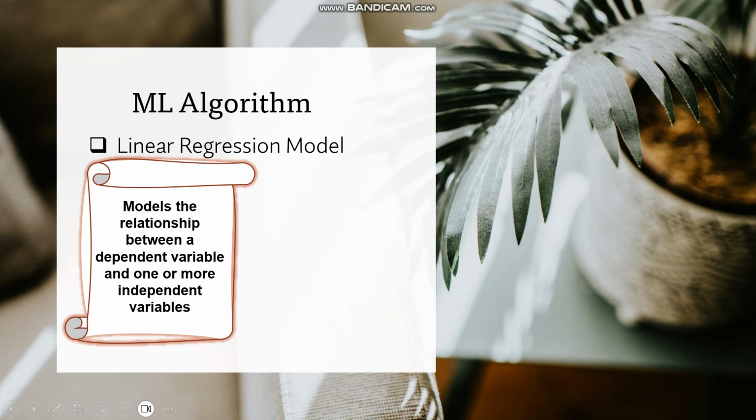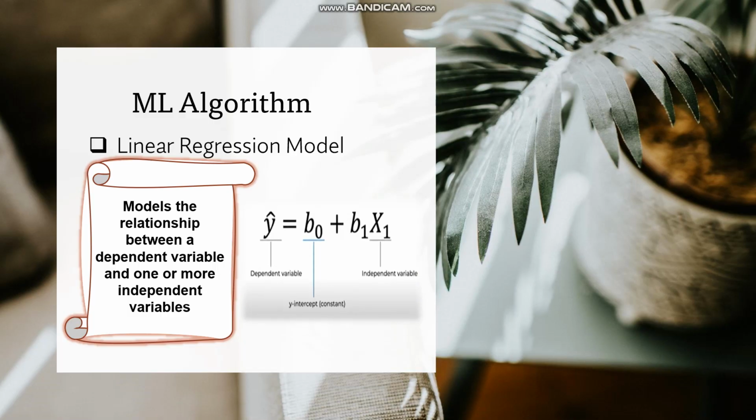From the name linear regression, it's quite obvious that the model is linear, so it will provide us a linear graph. It is a model that makes the relationship between the dependent variable, which is y, and one or more independent variables x. You may get this clear from this equation: y is equal to b naught, or beta naught, which is the y-intercept, plus b1 x1.